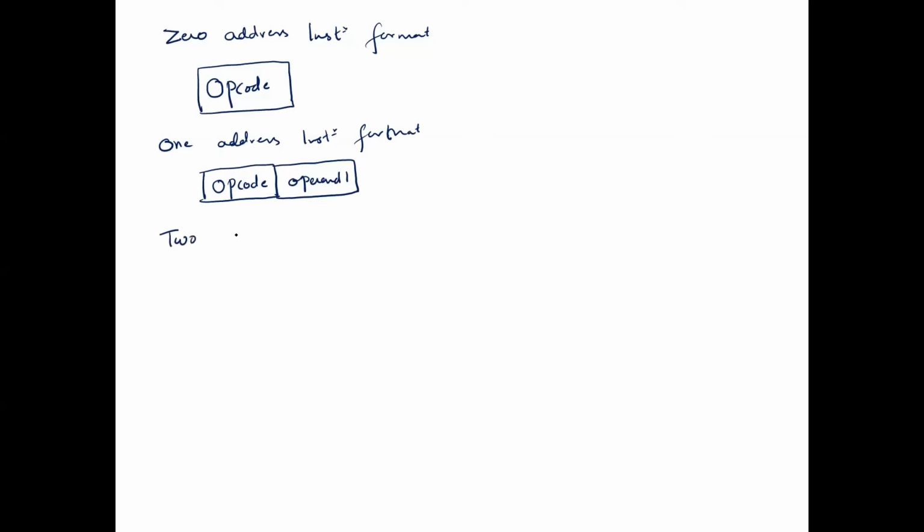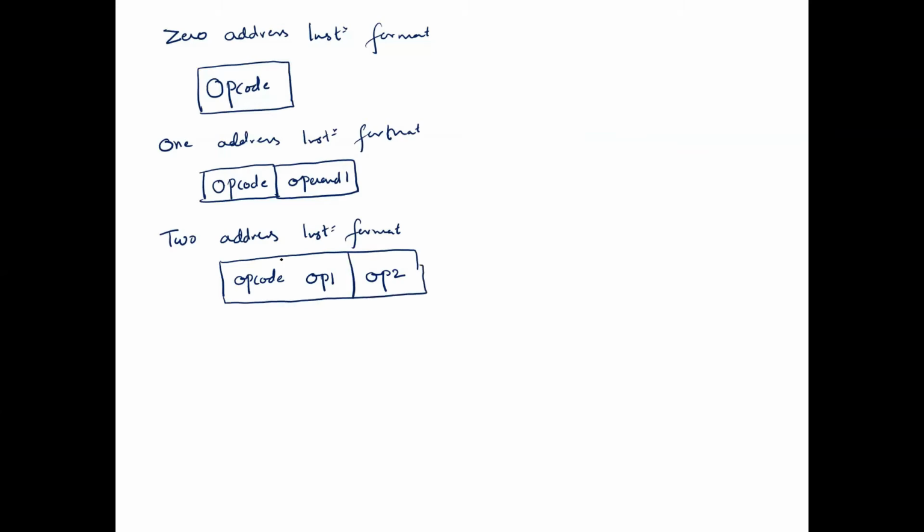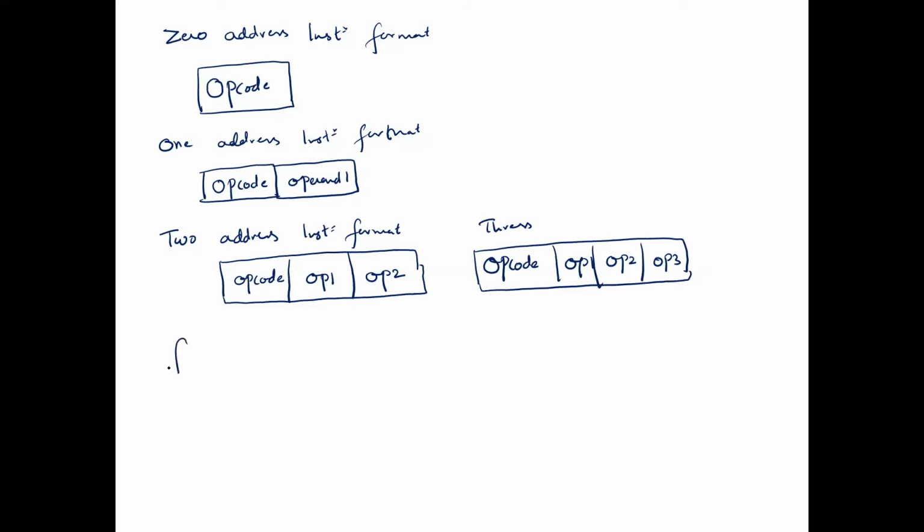Similarly, for two address instruction format, how to draw the syntax? There will be an opcode, an operand 1, and an operand 2. So this will be the instruction format for two address instruction format, right? And similarly, when we ask for the three address instruction format, you are supposed to write like this: opcode, operand 1, operand 2, and operand 3. And this is three address instruction format. Now next we have four address instruction format.